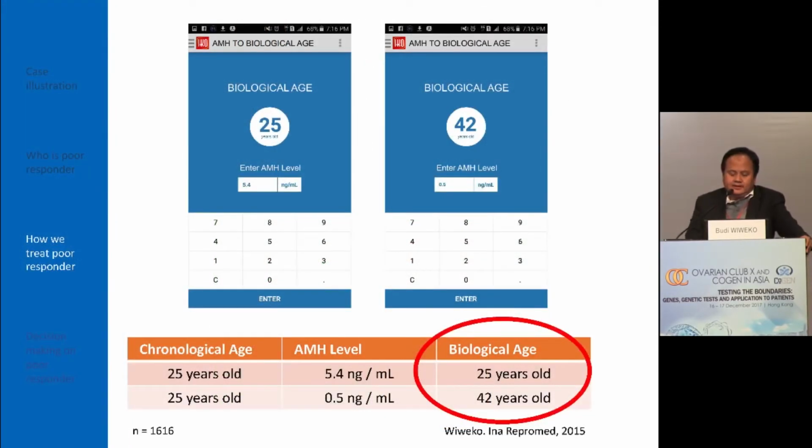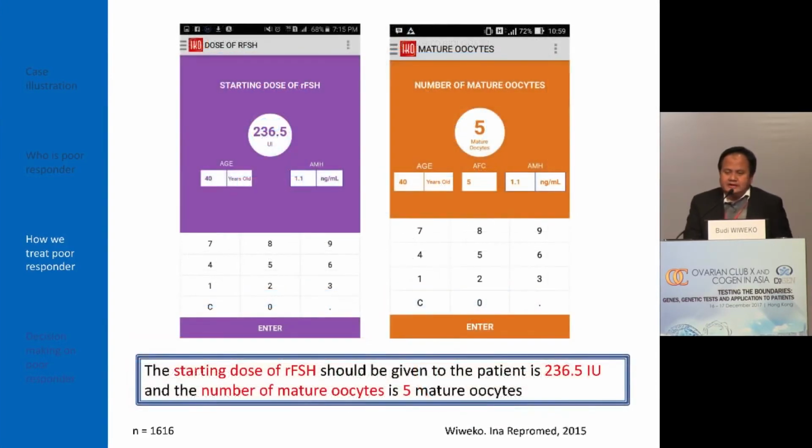For example, if we have 2 patients, 25 years old in chronological age with different serum AMH, the first lady has 5.4. If we enter this into the calculator, it reveals that her biological age is 25, really the same as her chronological age. But the second patient with a very low level of serum AMH, if we enter it into this calculator, it shows that the second lady has a biological age of 42 years old. So I think we should do more aggressive treatment on the second lady. And also for predicting the initial dose of recombinant FSH and the mature oocytes.